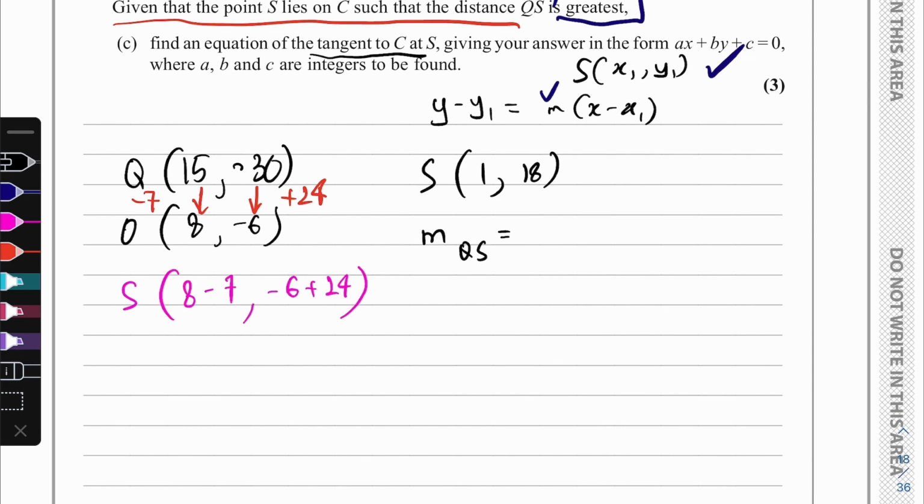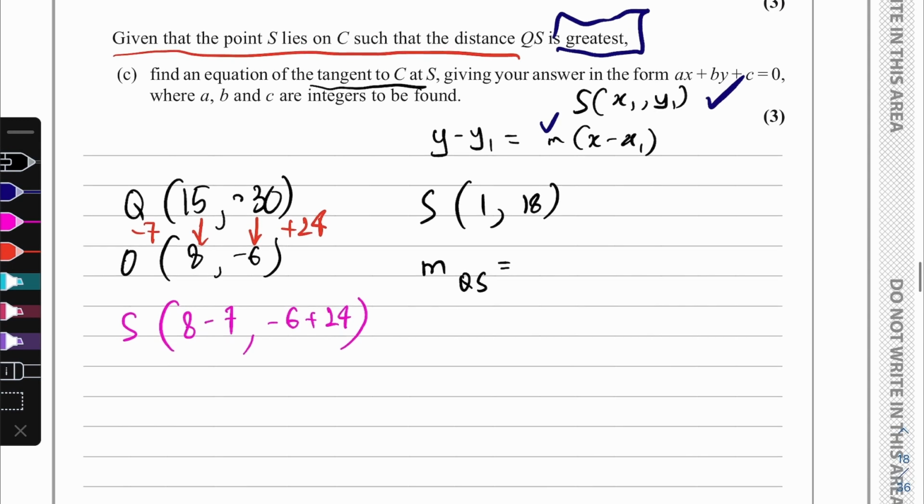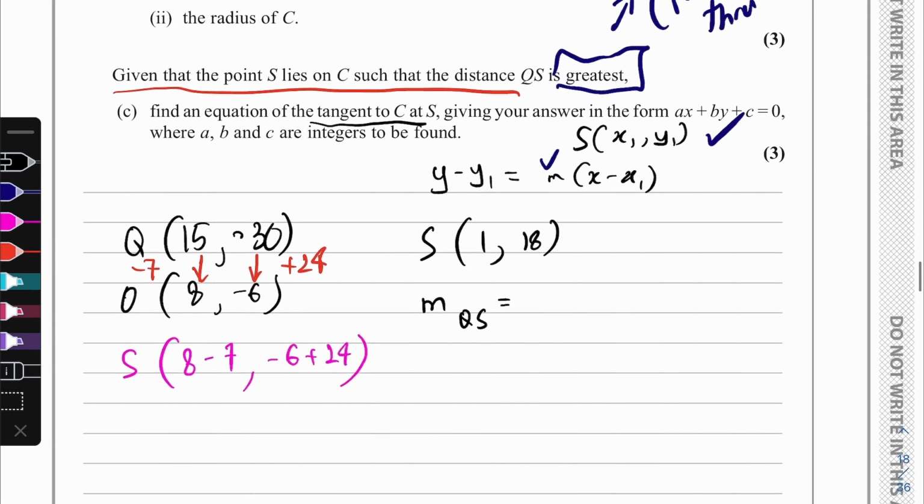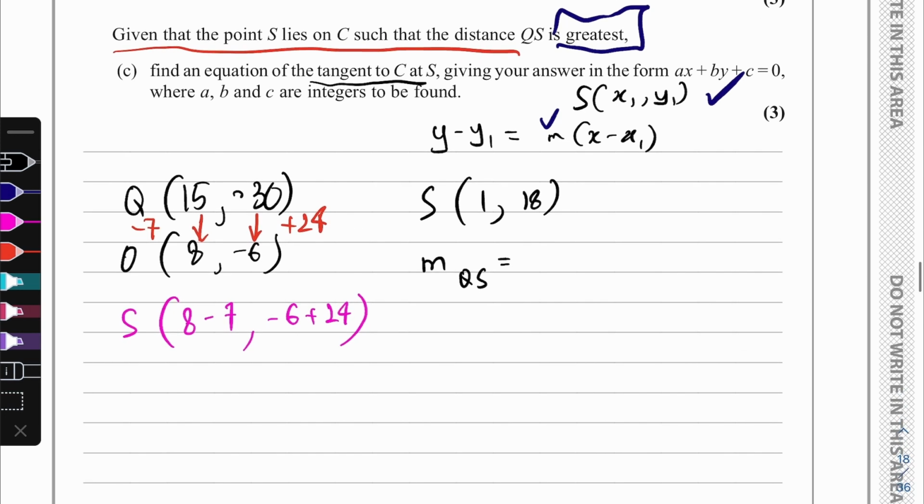So let's just take these two coordinates again. So what's Q? Q is 15, right? So let's take rise over run. It'll be -30 take away 18, y over x, and it'll be 15 take away 1. That will be -48 over, so 15 minus 1 is 14.